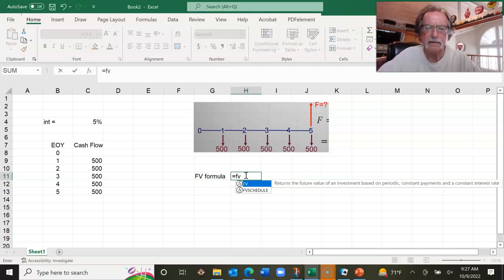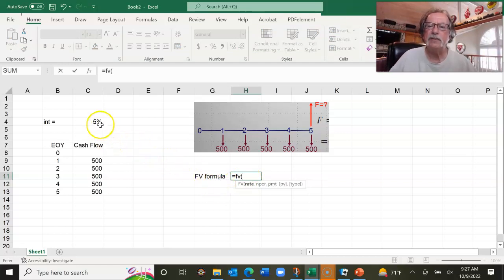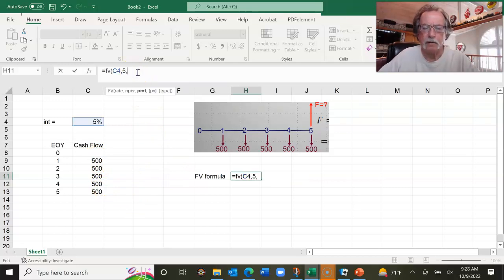Equals FV. Okay, the rate is the interest rate. The number of periods is 5. And the payment is 500. So we can just hard code 500 in there, or I can reference a cell over here in column C. Any one of those would do. But let's do 500.